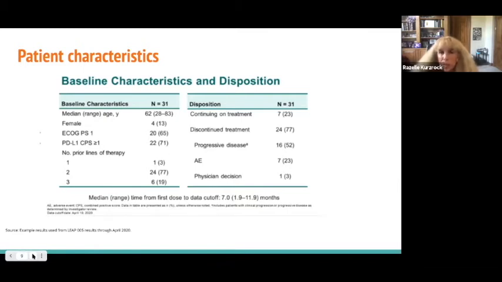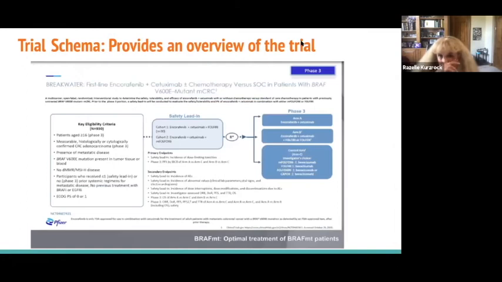Then disposition means, are the patients continuing on treatment or not? And it gives you the numbers for each. Continue on treatment, not continue on treatment, and then gives you some of the reasons that they may have discontinued. They may have discontinued because the tumor was progressing, the tumor was growing. That's true in 16 patients.